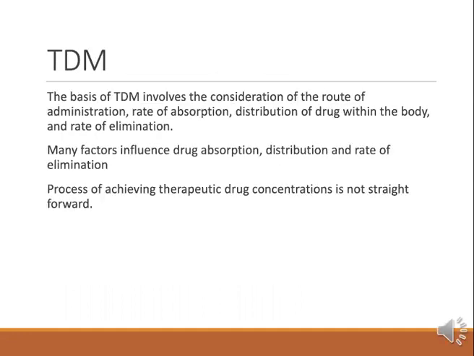So basically, TDM involves the consideration of the route of administration. We also need to take into consideration the rate of absorption, the distribution of the drug within the body, and also the rate of elimination. So there are many organs that play a part here in the metabolism, the excretion, the elimination of the drug, but also genetics play an important role. Many factors influence drug absorption, distribution, and the rate of elimination.